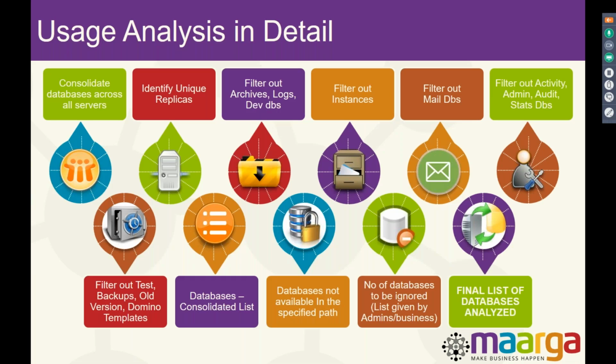So the first one is going to be the usage analysis. This slide will tell you how we can do the usage analysis in detail. As I told you, for the case study that I have taken, we had some 80,000 databases that we collected from the Panagenda report. We first consolidate databases across all the servers. That includes replicas, archives, logs, development databases, and instances. So a lot of things. There is no categorization done at the initial level, but it will have all sets of databases together at one point.